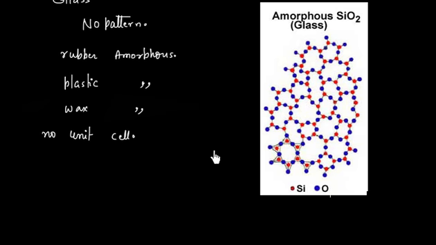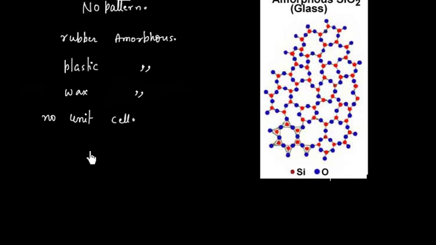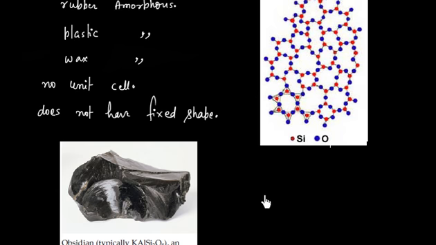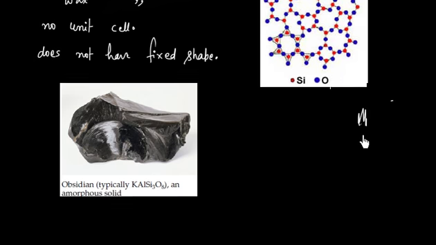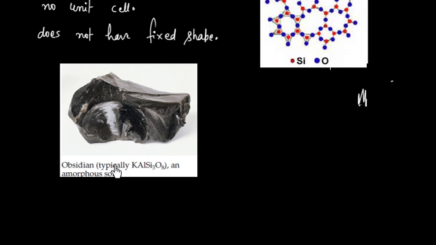Amorphous solid also does not have any fixed shape. A crystalline solid will have a fixed shape, but an amorphous solid does not have any fixed shape. Obsidian is also an example of an amorphous solid. So this is obsidian. You see, there is no sharp edge. Sometimes it has a smooth surface, no fixed angle. So obsidian is an amorphous solid.